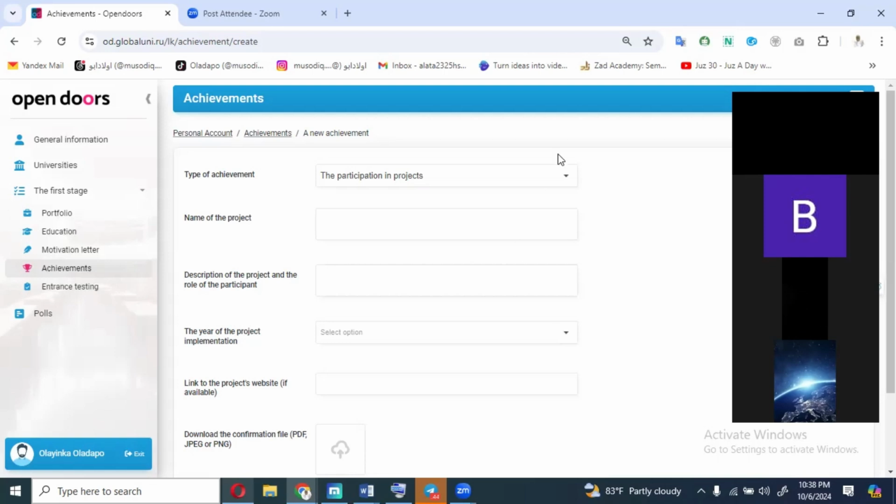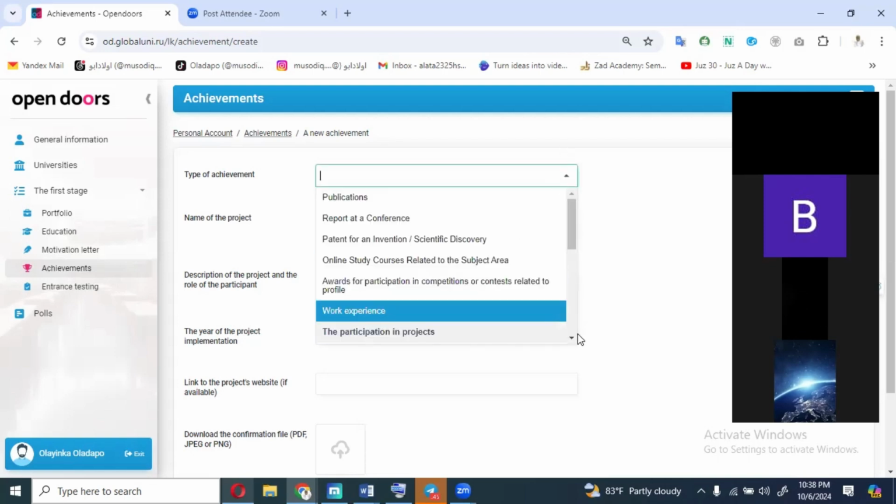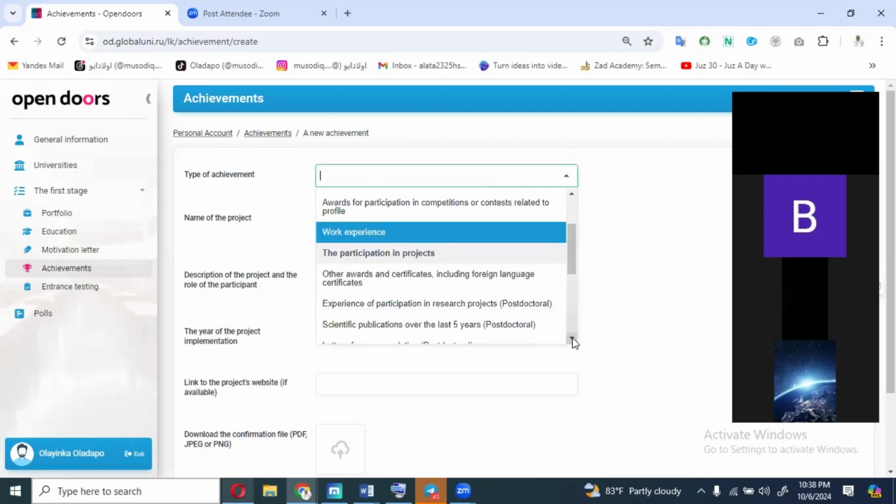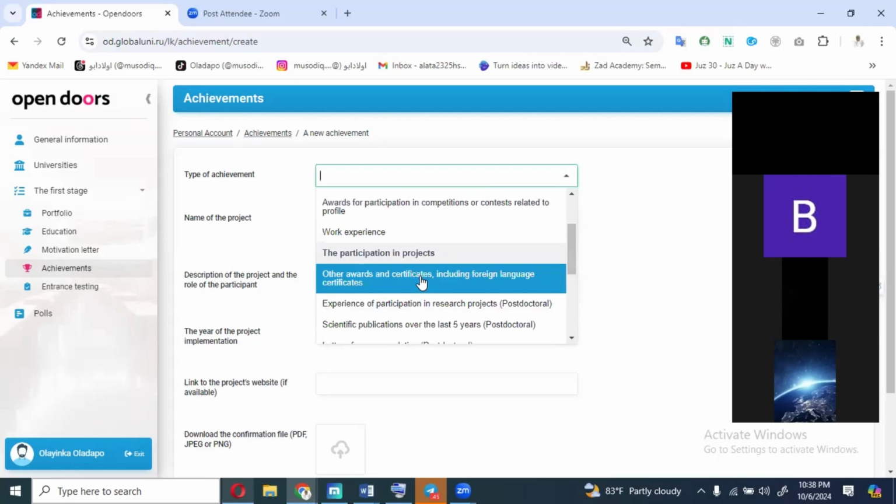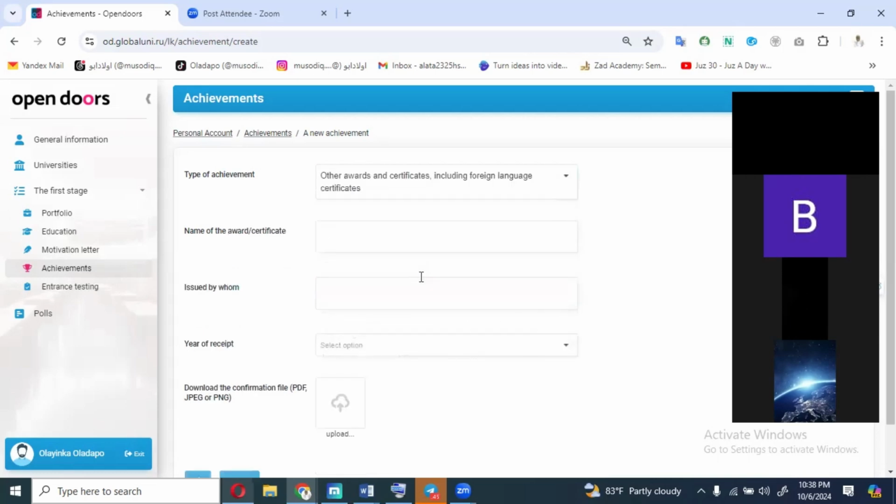So let's move further before the time runs out on us, because I think the Zoom is only 40 minutes. Other awards and certifications. This aspect is for those who have TOEFL, PET, IELTS, whatever certification you have that is language based, French language, English language, any language you have a certification for, please upload it here.